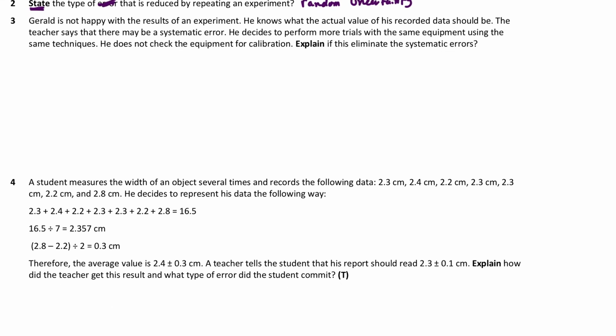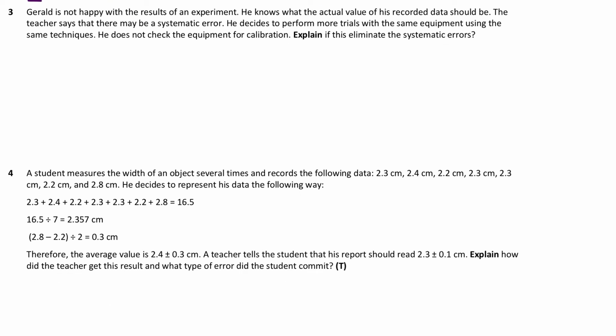Moving on to the next question, we got Gerald, who is not happy with the result of an experiment. He knows what the actual value of his recorded data should be. The teacher says that there may be systematic errors. He decides to perform more trials with the same equipment using the same techniques. He does not check the equipment for calibration. Explain if this eliminates the systematic errors.